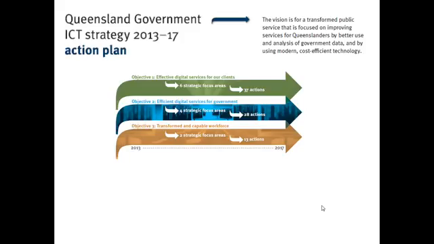Now let's look at an actual ICT strategy and an action plan. This is from the Queensland Government, 2013 to 2017. It's more or less like an action plan. Again, this is a PDF, and it's in Blackboard as well. So again, the vision is for a transformed public service that's focused on improving services for Queenslanders by better use and analysis of government data and by using modern, cost-efficient technology. So keep in mind that this is an ICT strategic and action plan.